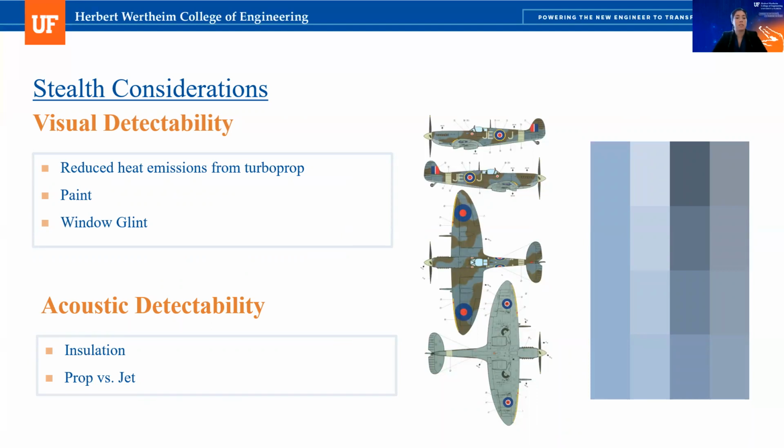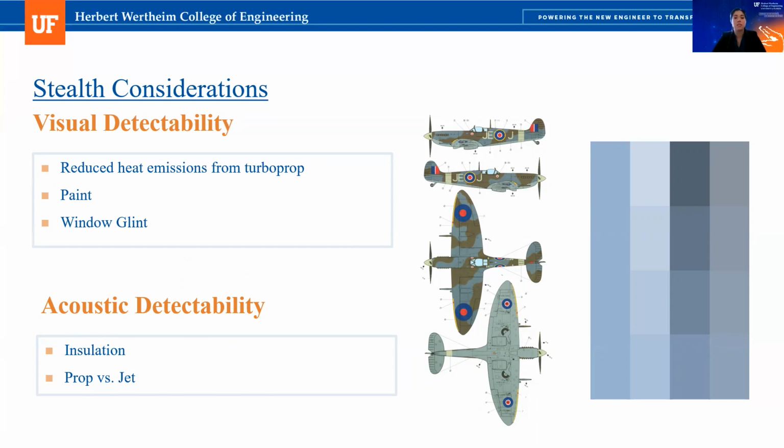The other stealth considerations we took into play were visual detectability, and once again, the high bypass ratio for the turboprop comes into play because this allows the engine to stay cooler in comparison to a jet engine, because jet engines actually have the capability to heat up enough to the point where they will potentially glow red at night, and having a high bypass engine reduces the chances of our engine glowing red and being visually detectable at night.